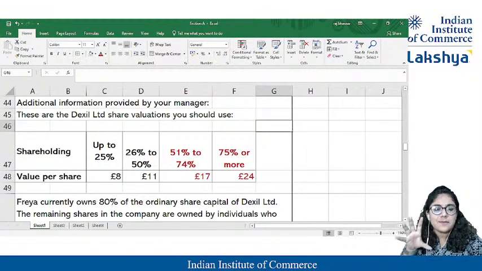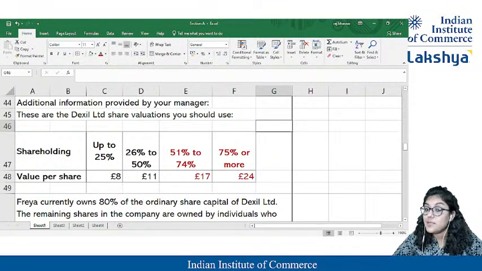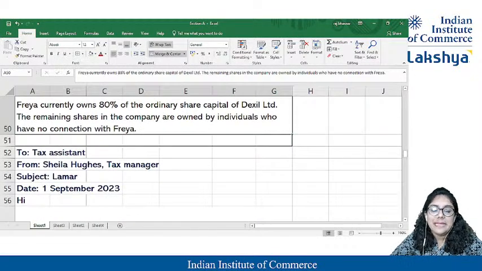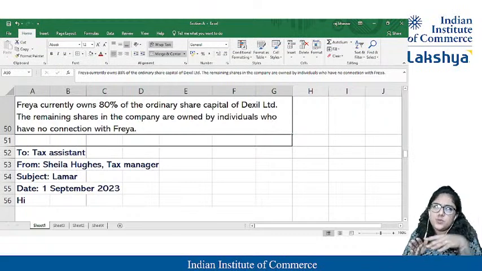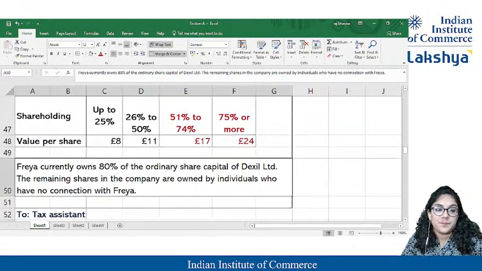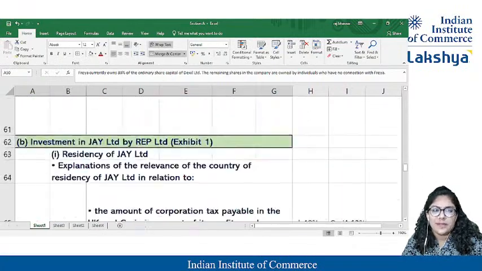Think easily, think wisely. It's just that we are reading the things and getting the concepts. Let's read further. Freya currently owned 80% of the share capital. I know right now you have 80, and you want to sell maybe 20%. We already understood that. The remaining shares are owned by individuals who are not connected with Freya. Let's now assume what they have asked us in the question.